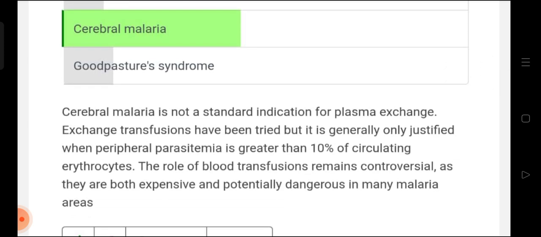Cerebral malaria isn't a standard indication for plasma exchange. Plasma exchange has been tried, but it is generally only justified when peripheral parasitemia is greater than 10% of circulating erythrocytes. The role of blood transfusions remains controversial, as they are both expensive and potentially dangerous in many malaria areas.